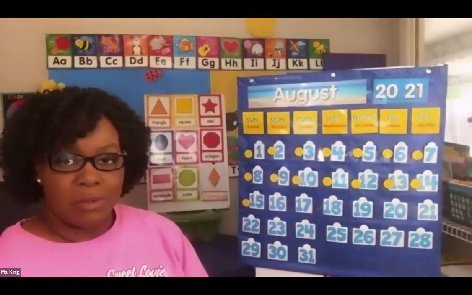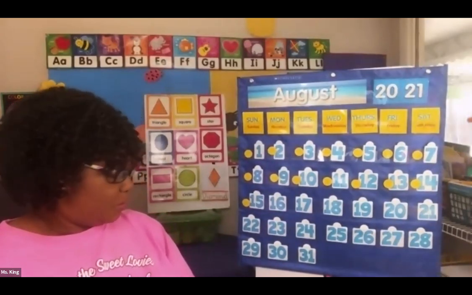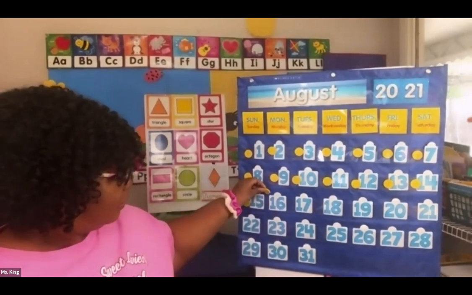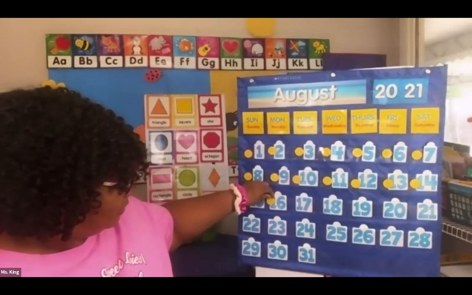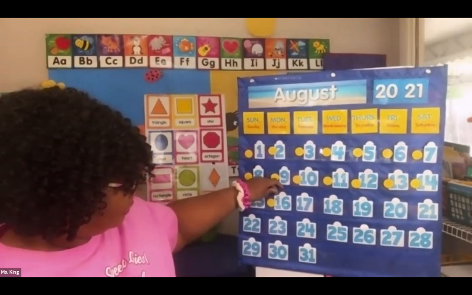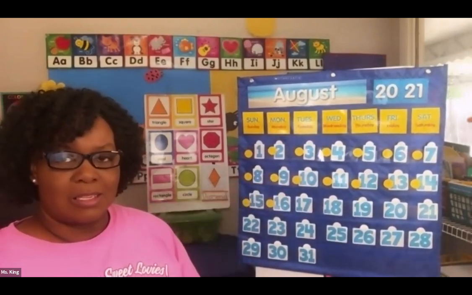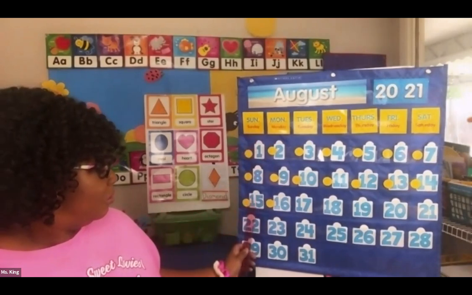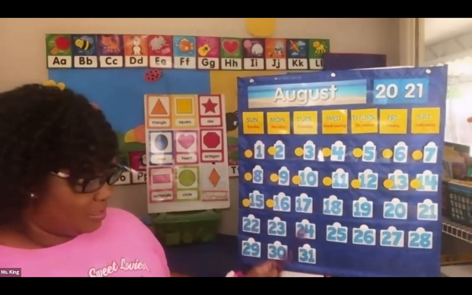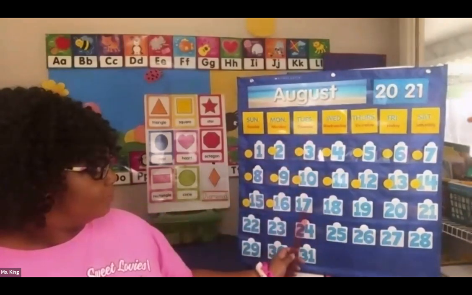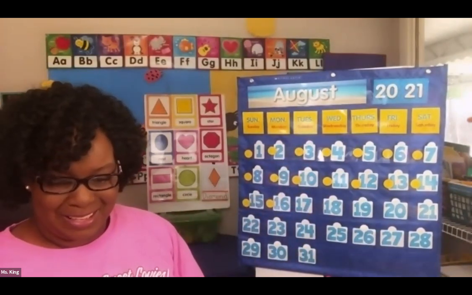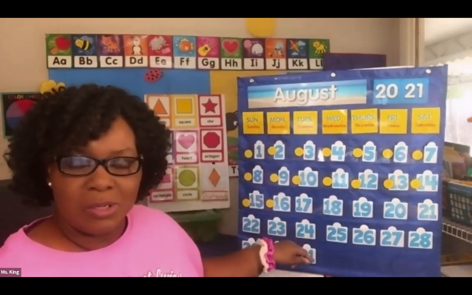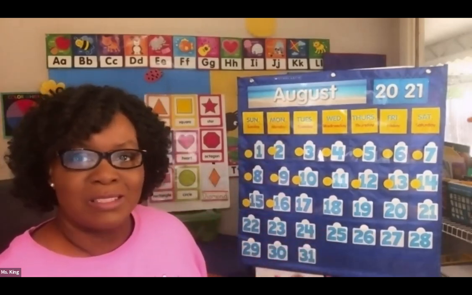Good job. And now we have to put a circle on 16 because today is 16. Tomorrow's another day. Today is 16. Yesterday was what? Sunday. See, we already had the circle there. And today is the 16th. Tomorrow will be this number. 17. All right. Today is what? Monday, August 16th. What's the date? Monday, August 16th. Good job.